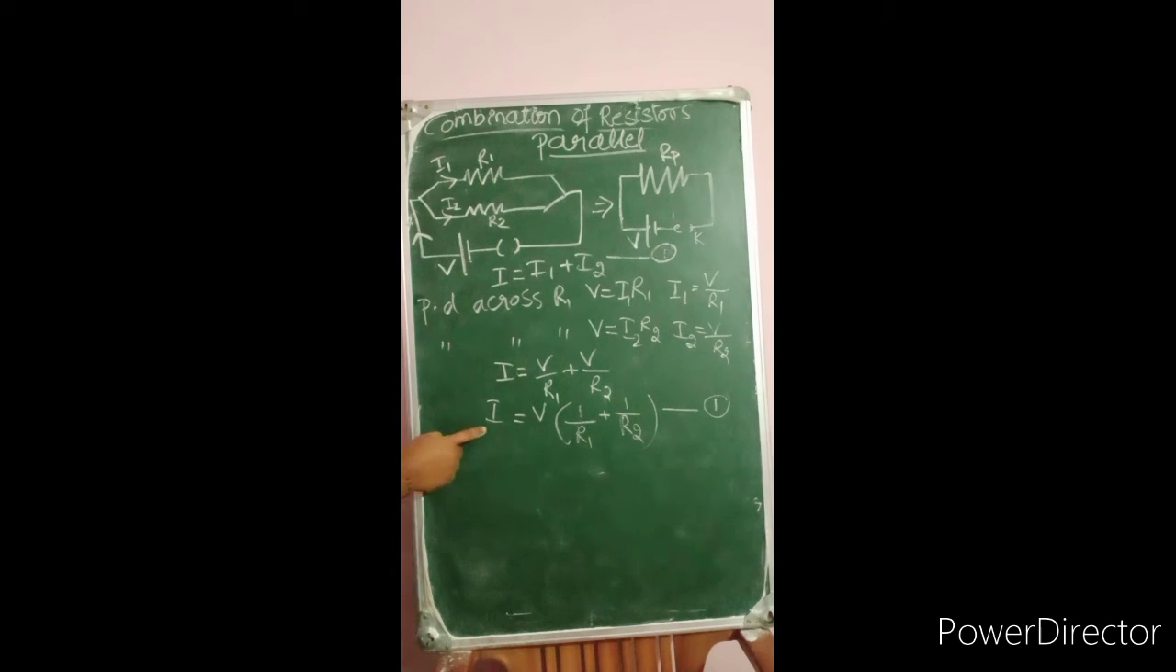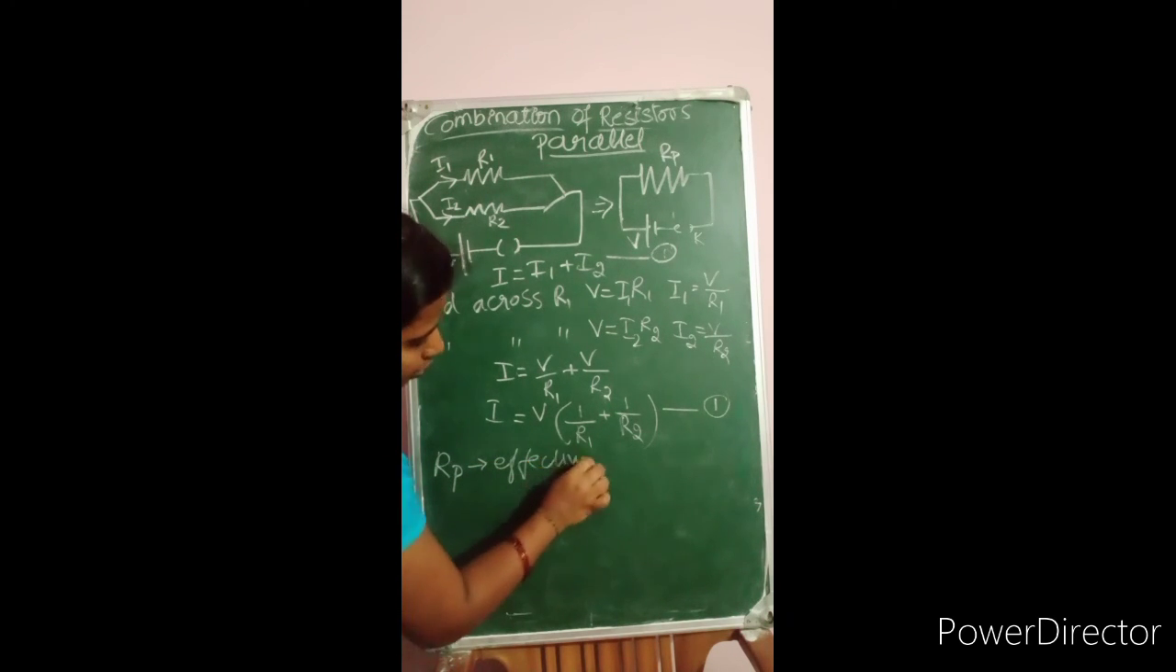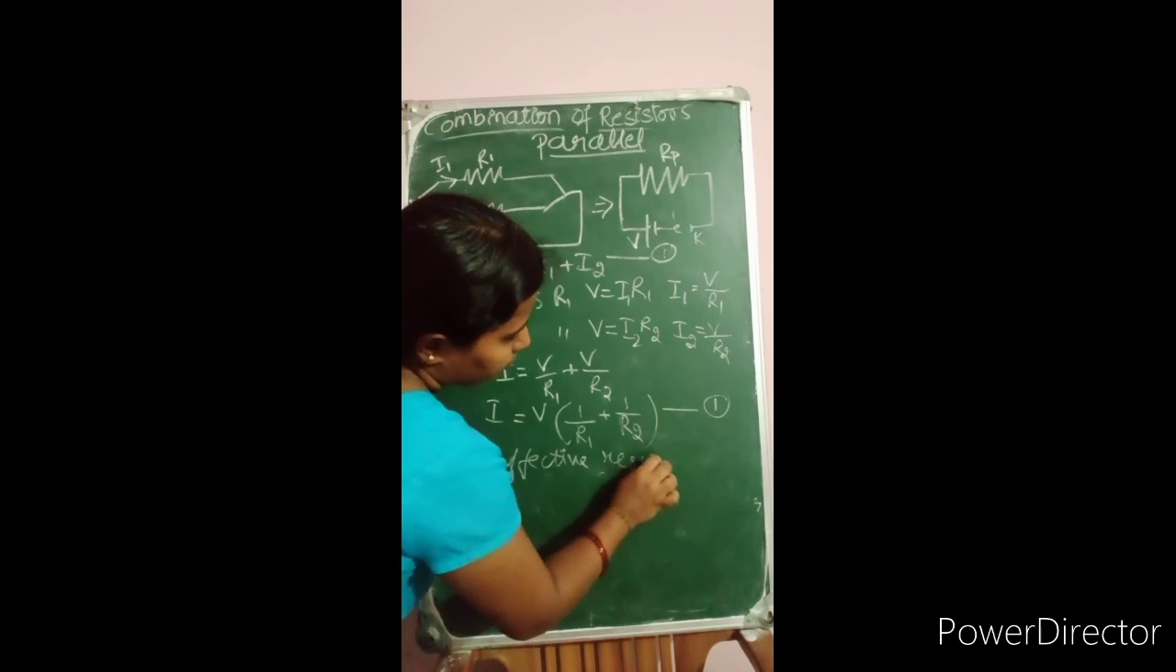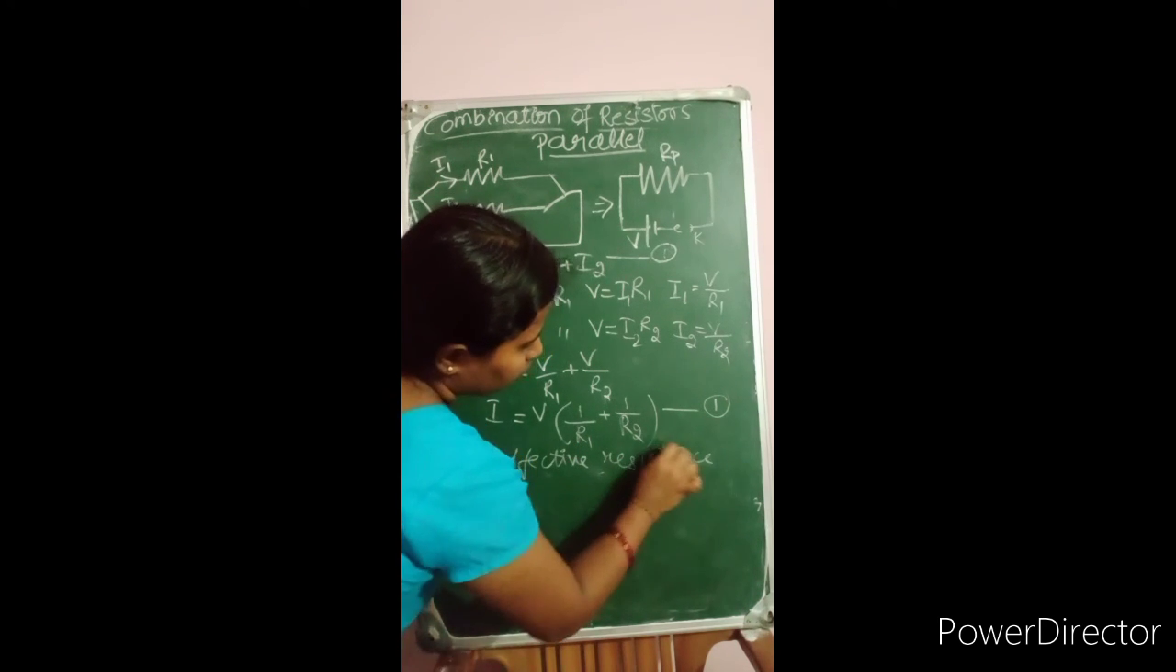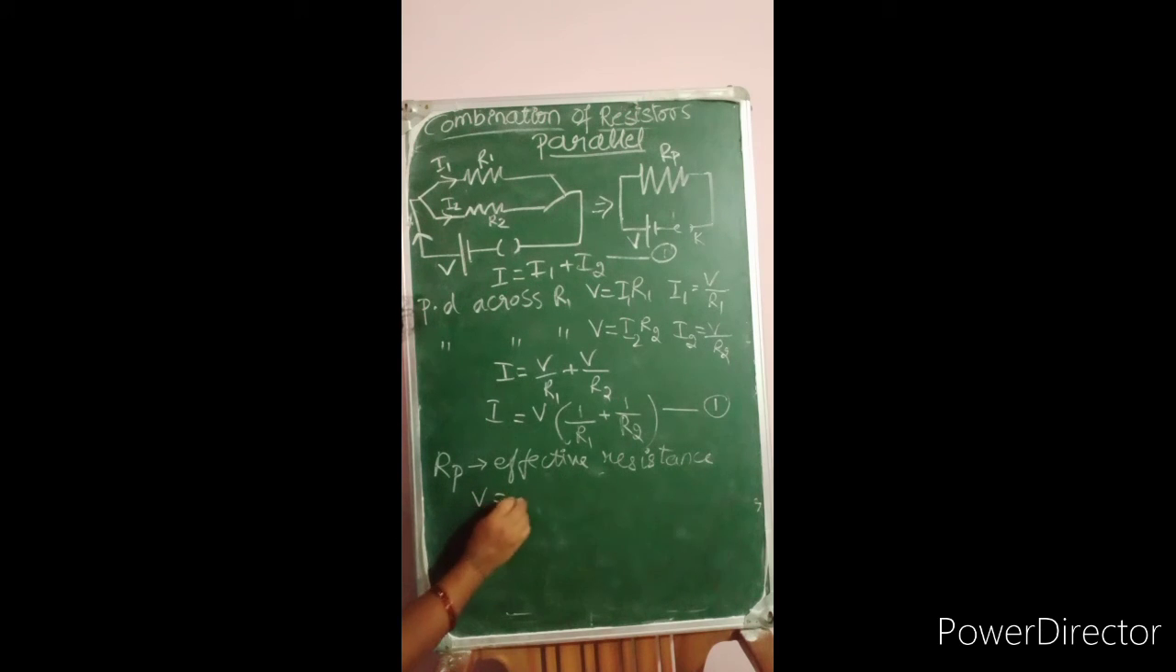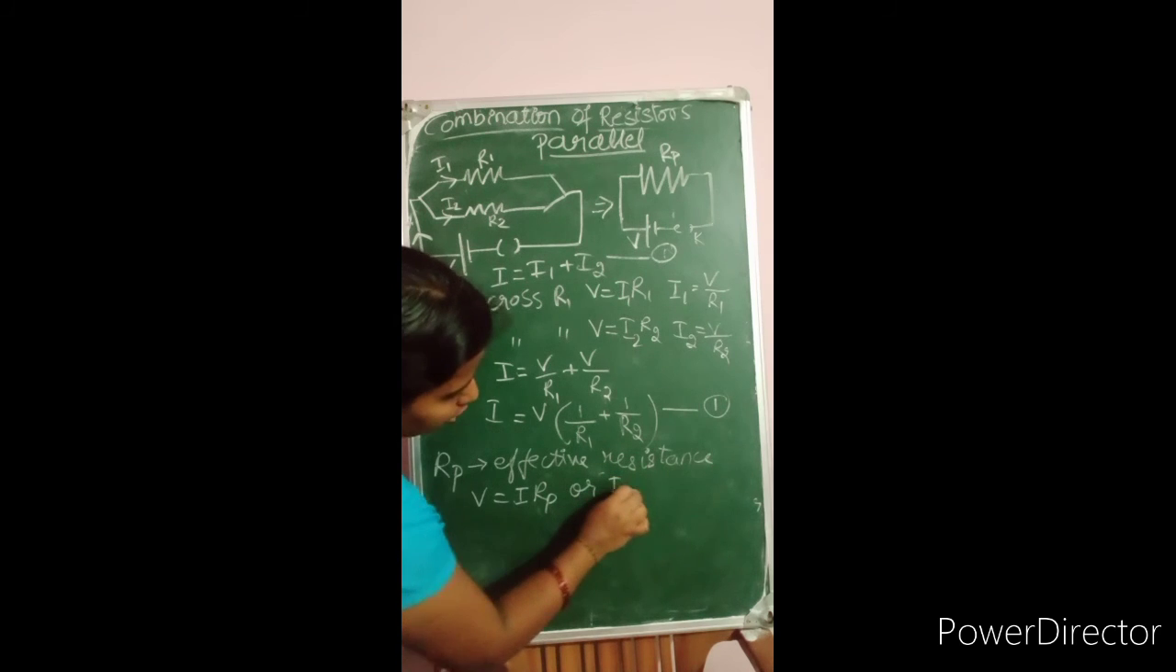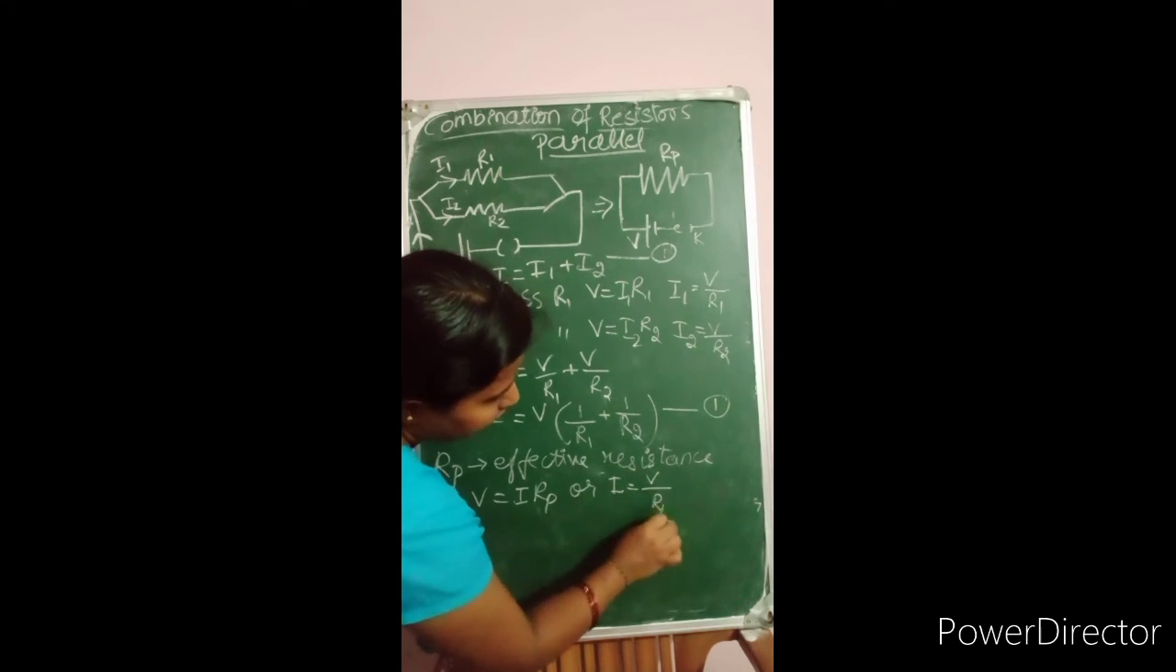Now, I is nothing but the total current in the combination, and for the resistance, the effective resistance is taken as RP. RP is taken as the effective resistance. Then V is equal to I RP, or I is equal to V divided by RP.